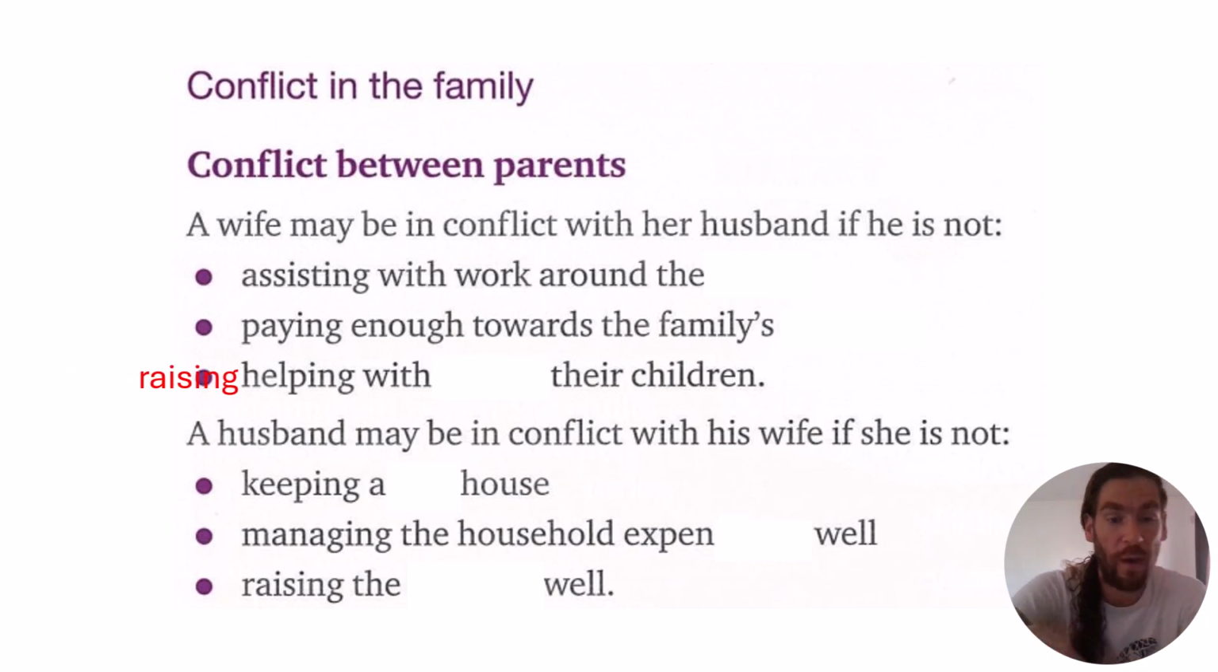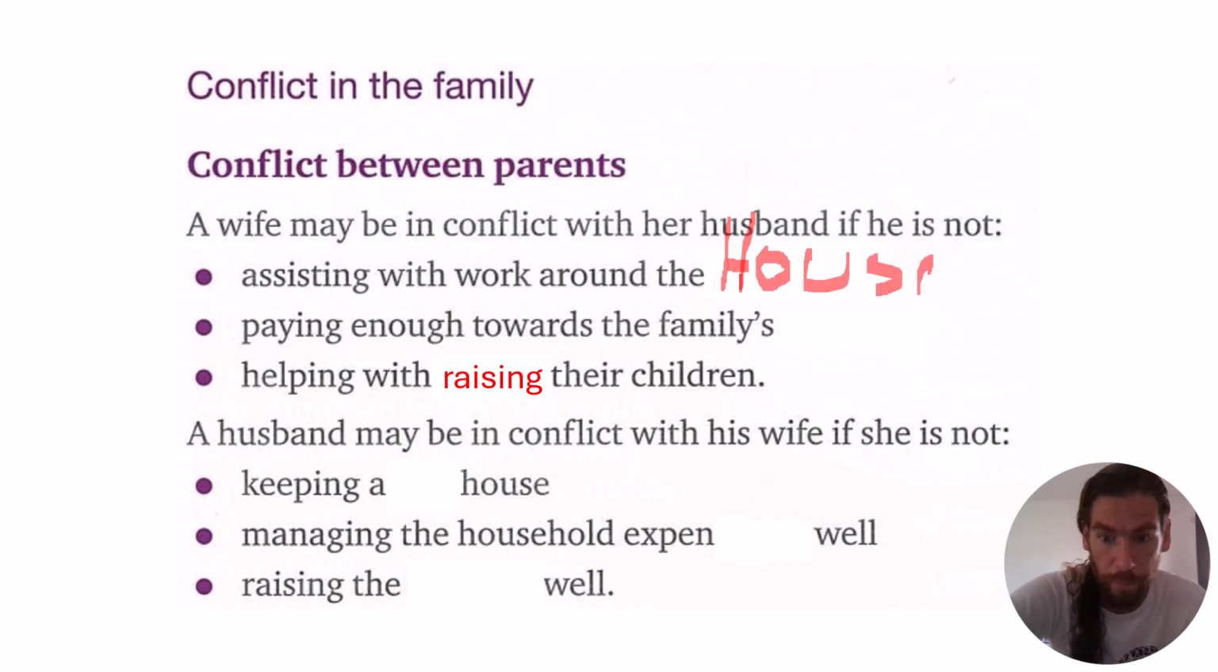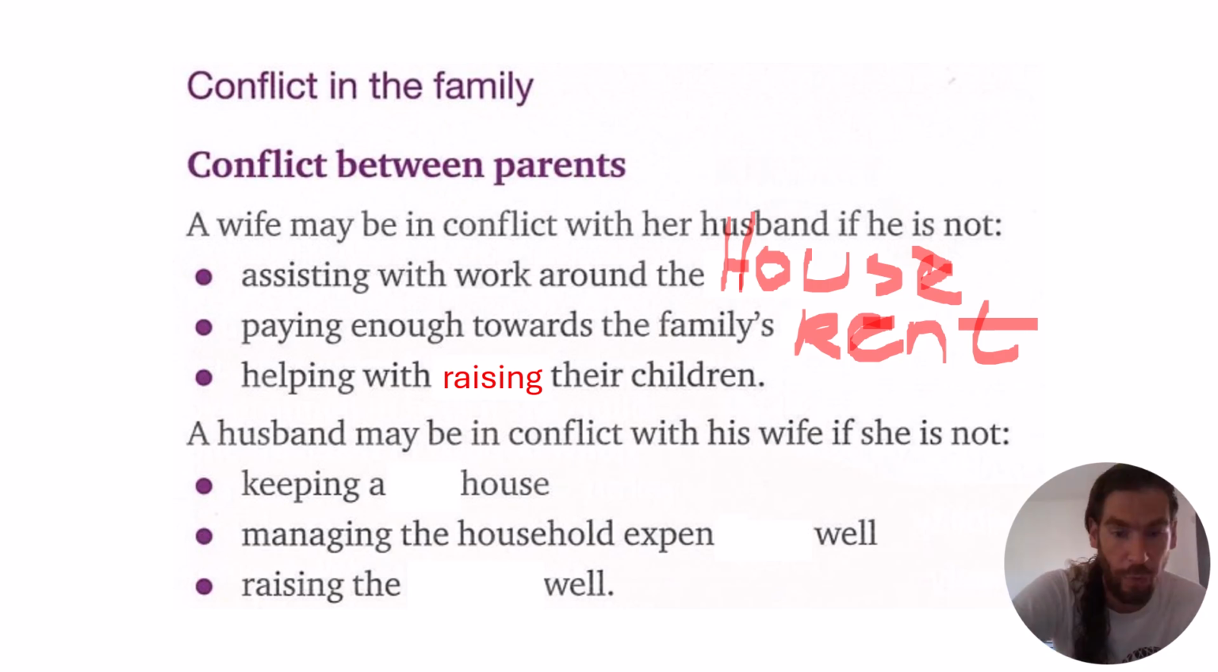A wife may be in conflict with her husband if he doesn't assist with working around the house. If he doesn't assist, actually, this can be a source of conflict. Or paying enough towards the family's groceries or rent, or expenses. So if the man doesn't contribute enough to the expenditures, this can lead to certain issues, a conflict between the wife and the man, the mom and the dad. But if he doesn't help enough with raising their children, this can give conflict.